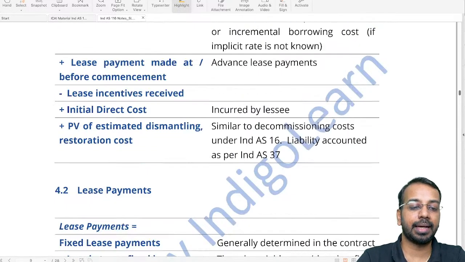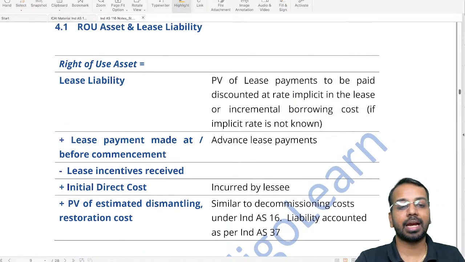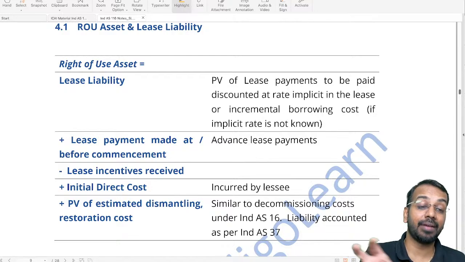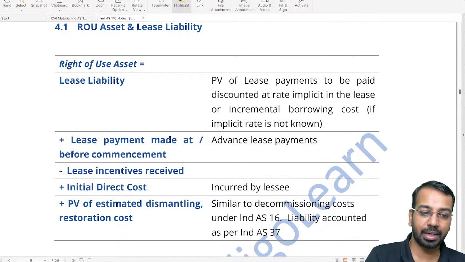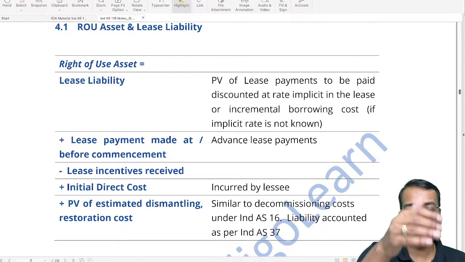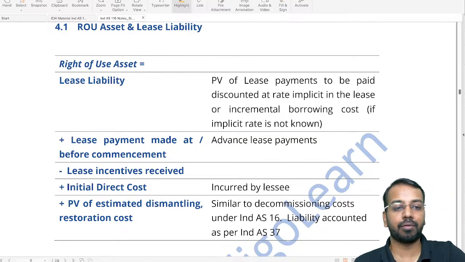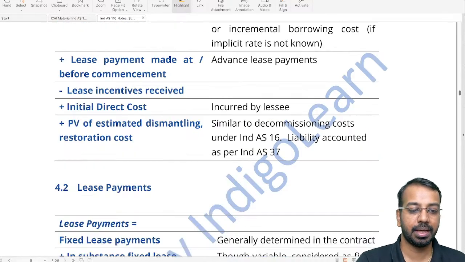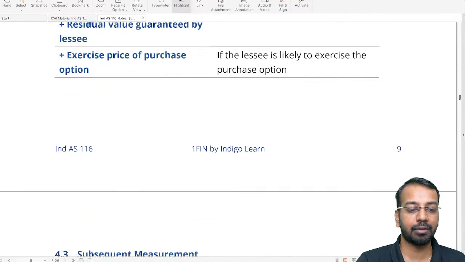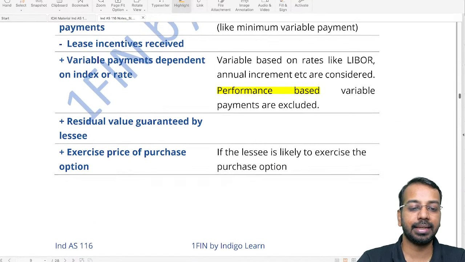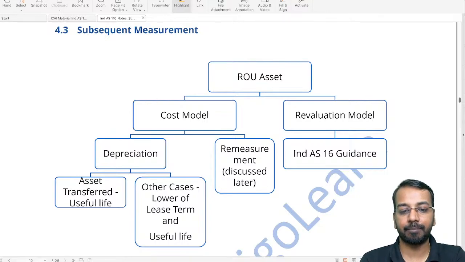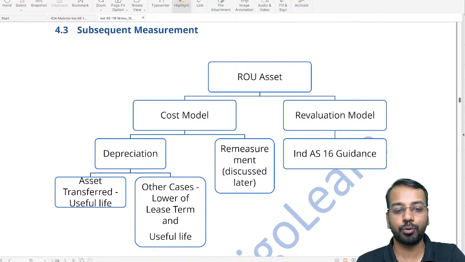So these two are the critical aspects. One is the lease payment. The second one is the right of use asset. How to calculate, right? The present value of the lease payments will be the lease liability, and the calculation of the ROU asset is lease liability plus or minus all these adjustments. Now with this we complete how we calculate the ROU asset and lease liability, and then subsequent measurement.